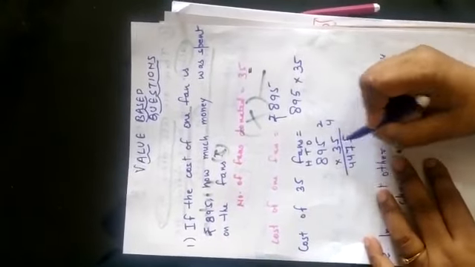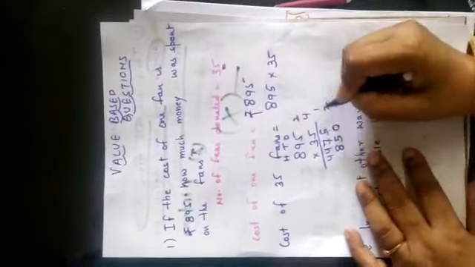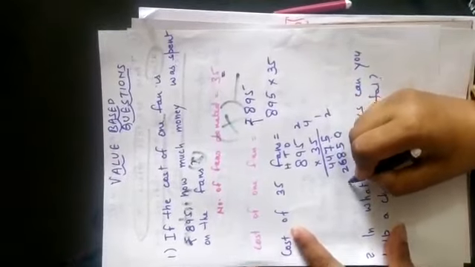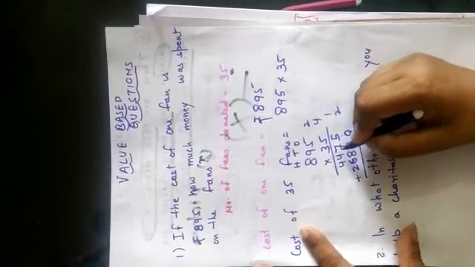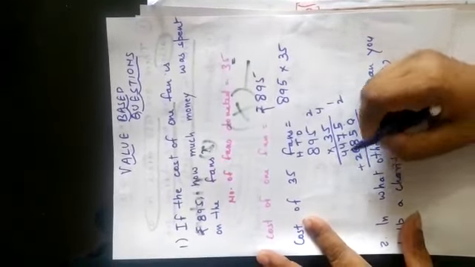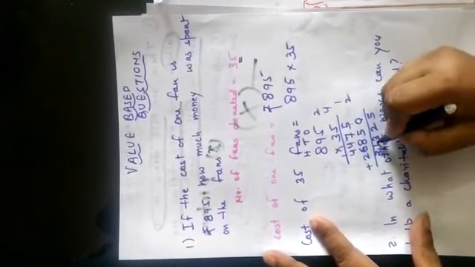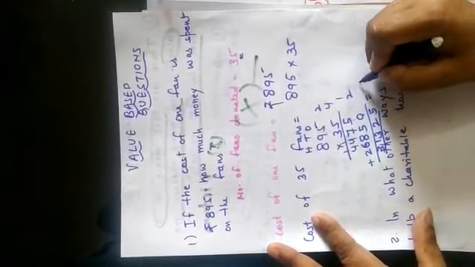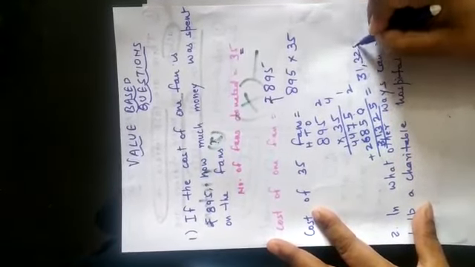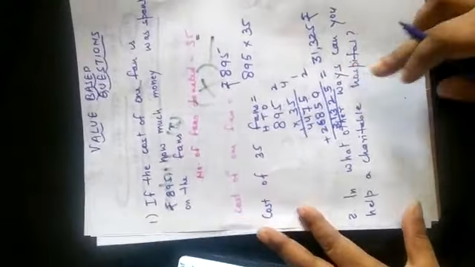Now let's start the product. 3 5s are 15, 5 write, 1 carry over. 3 9s are 27 plus 1 is 28, 8 write, 2 carry over. 3 8s are 24 plus 2 is 26. Now we add it. 5 plus 0 is 5, 7 plus 5 is 12, 2 write, 1 carry over, 4 plus 1 is 5 plus 8 is 13, 3 write, 1 carry over, 6 plus 4 is 10 plus 1 is 11, 2 plus 1 is 3. So the total cost of 35 fans is 31,325 rupees. Okay.